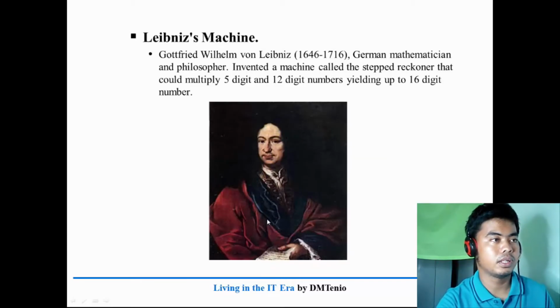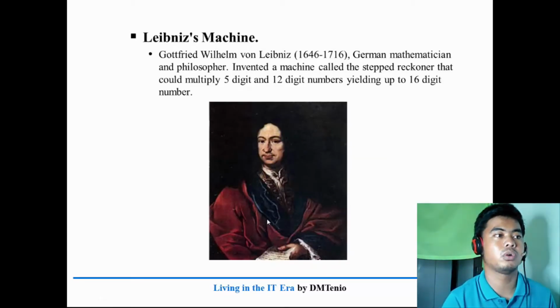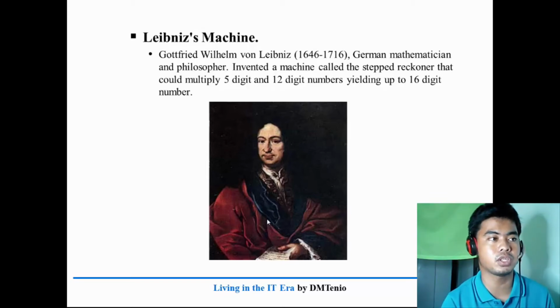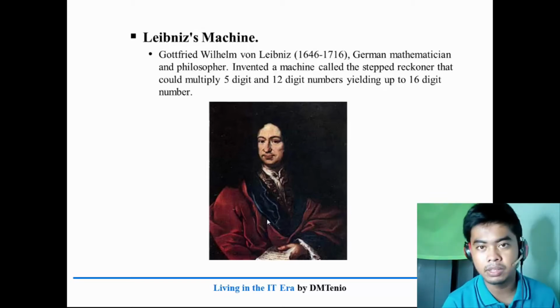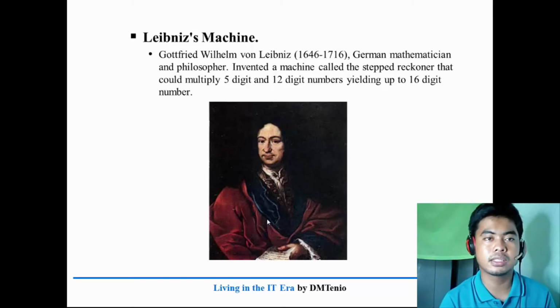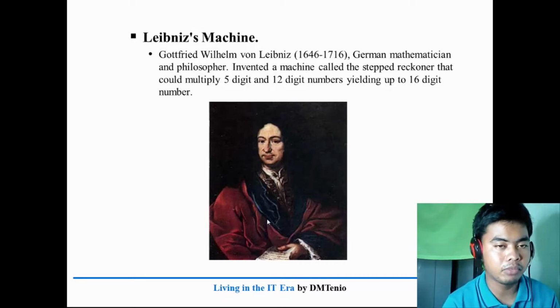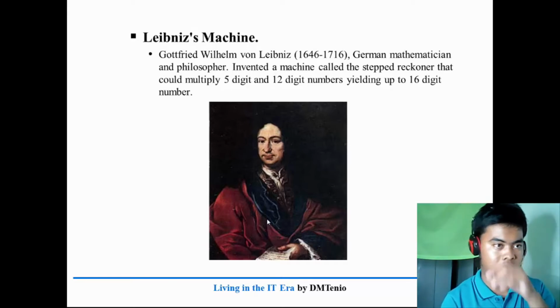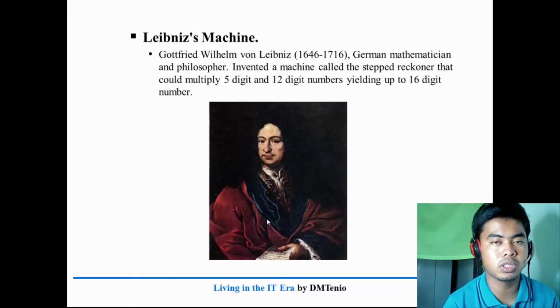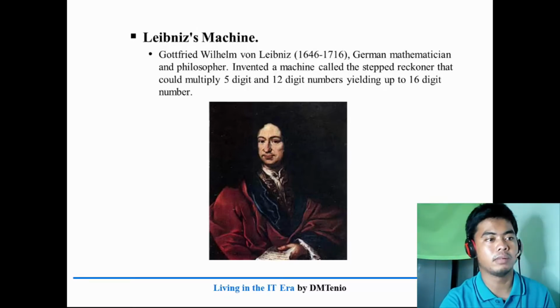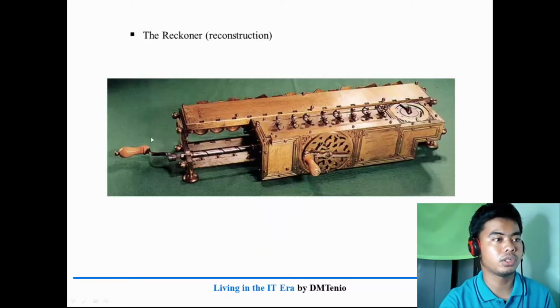So then we have Leibniz machine. So Gottfried Wilhelm von Leibniz, 1646 to 1716, German mathematician and philosopher, invented a machine called the step reckoner that could multiply 5-digit and 12-digit numbers yielding up to 16-digit number. So ito po si Gottfried Wilhelm. So ito po yung invention niya.